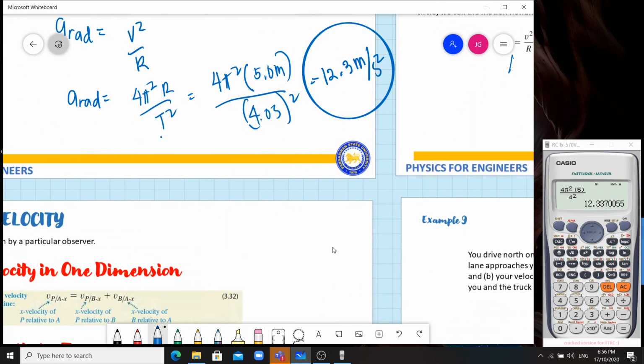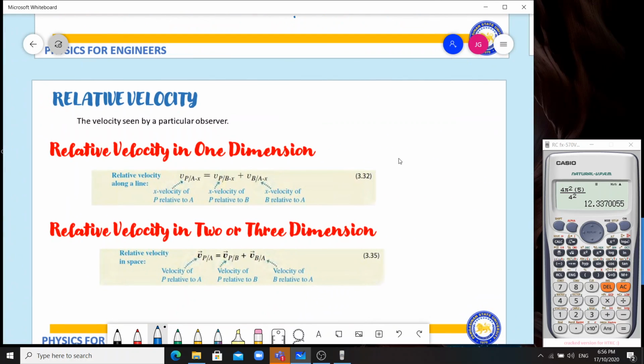Okay? So, let's proceed to the relative velocity. This is the last for this video. Relative velocity. Pag sinabi natin relative velocity, it is the velocity seen by a particular observer. So, halimbawa, ayan formula is Vp with respect to A is equal to Vp with respect to B plus Vb with respect to A. Okay? So, ganun din in 2 or 3 dimension. Vector nga lang siya.